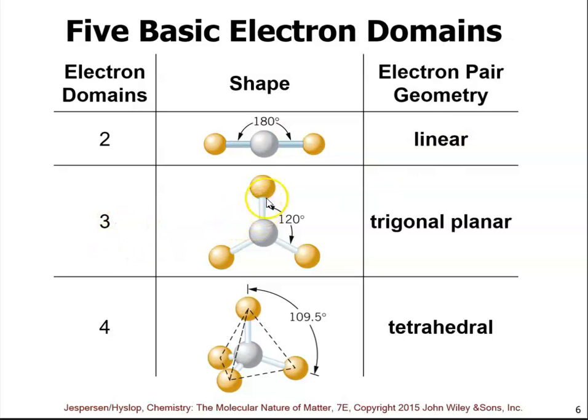If we have 3 domains, remember this is going to be a 360-degree angle. If we divide that by 2, we get 180-degree bond angles. Down here with 3 electron domains, the best way to separate these out is by 120-degree bond angles. That's 360 divided by 3, which is 120. This is called trigonal planar. It's planar because these would be in the same plane as each other, basically 120 degrees apart.